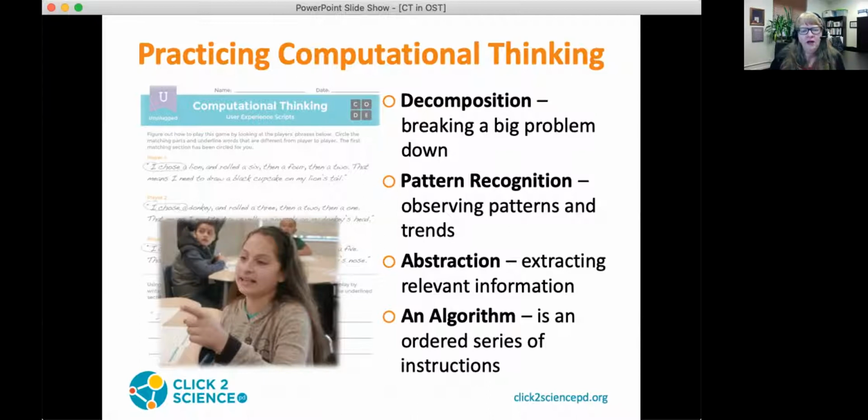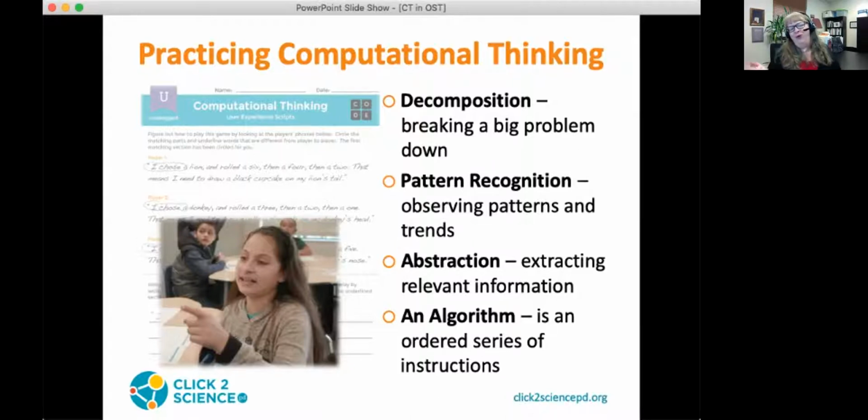So Dakin talked about this at the beginning. He said that they started out by decomposing the problem, and then they looked for patterns, and when they were circling and underlining the words, that's when they were finding those patterns and deciding what was really important. That was abstraction, pulling out the relevant information.